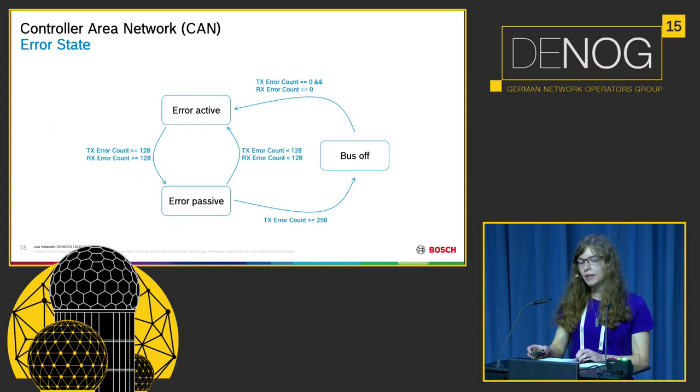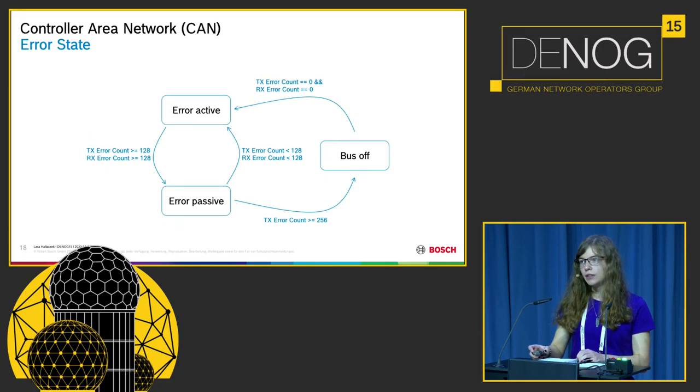If they encounter too many errors, they change to error passive. In error passive, they still can send error frames, but they send them as recessive. So they can interrupt their own frames if they notice that there was an error, but they can't interrupt other frames anymore. If they then still continue to observe many errors, at some point they will change to the bus off state. In this state, they completely remove themselves from the bus to not interrupt the communication any further.